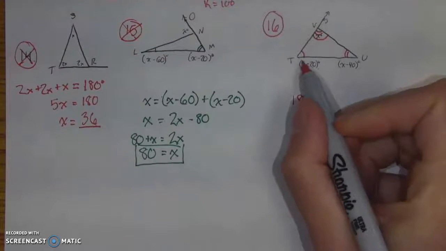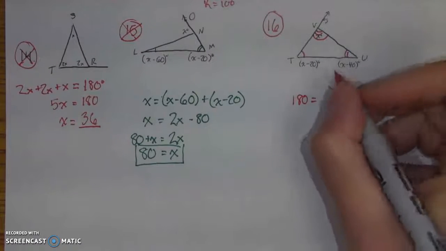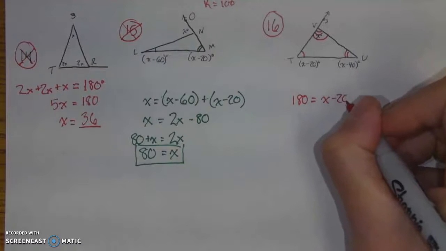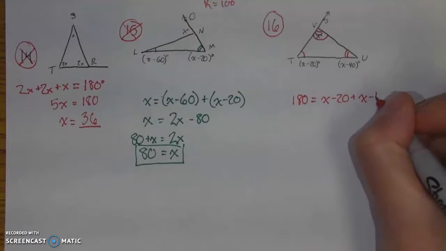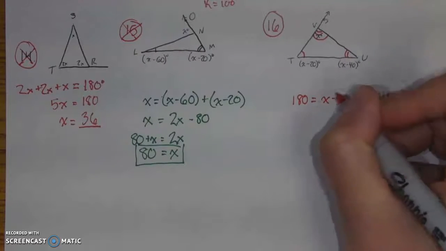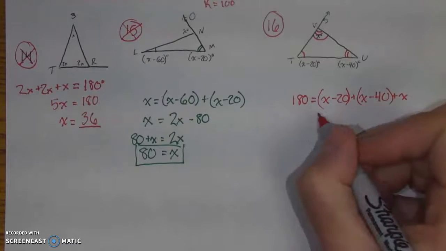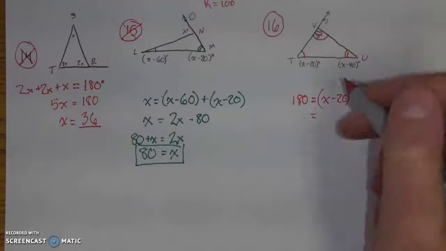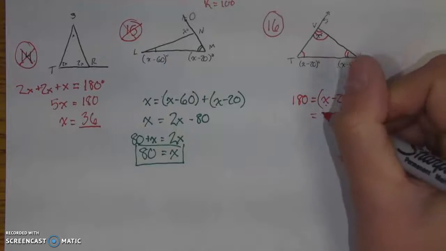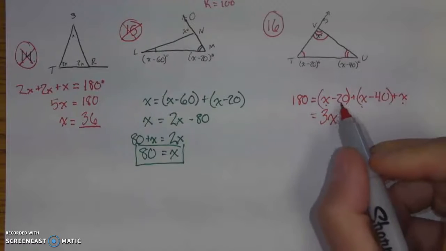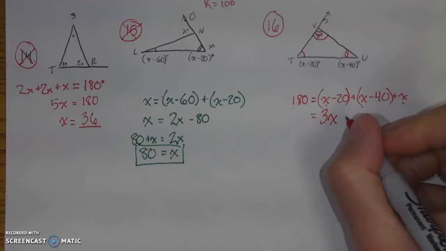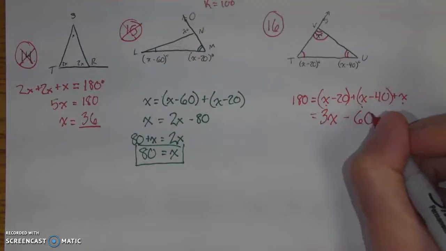So 180 is going to be equal to t plus u plus b, or x minus 20 plus x minus 40 plus x, each of those angles added together. Here I'm going to combine like terms. This leaves me with 1, 2, 3 x's, and negative 20 plus a negative 40 gives me negative 60.